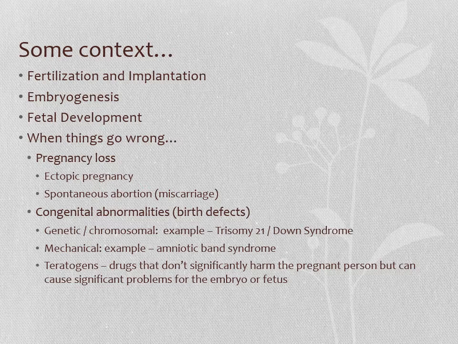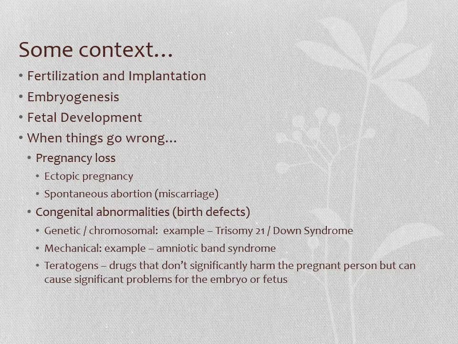We then also talked about when things go wrong. So we talked about ectopic pregnancy, where the blastocyst accidentally implants, most commonly in the fallopian tubes, which is a life-threatening emergency for the mother, and unfortunately the fetus cannot be saved. And then we also talked about miscarriage, which is technically called spontaneous abortion, the vast majority of which are due to an underlying genetic defect that was not compatible with life.